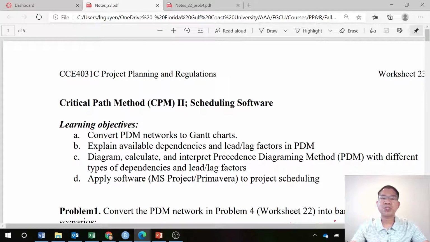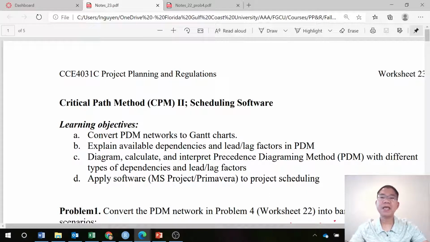Today in class we continue to learn the critical path method, and we use scheduling software to show how we do it manually and how to use software to schedule automatically, with the same problem we learned in the previous lesson. In today's lesson, we had four learning objectives.